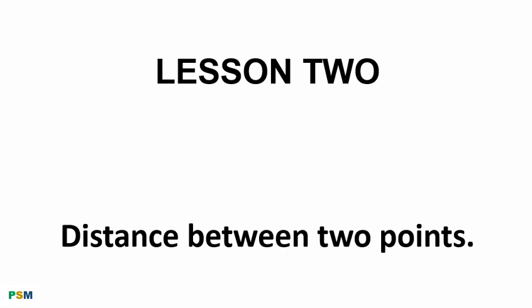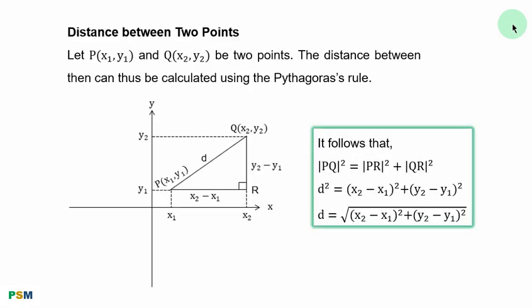Lesson 2. Distance between 2 points. Distance between 2 points. Let points P and Q be 2 points. The distance between them can thus be calculated using the Pythagoras rule.